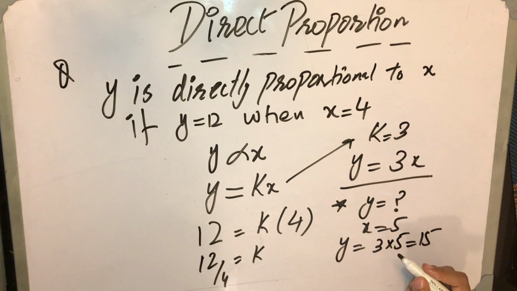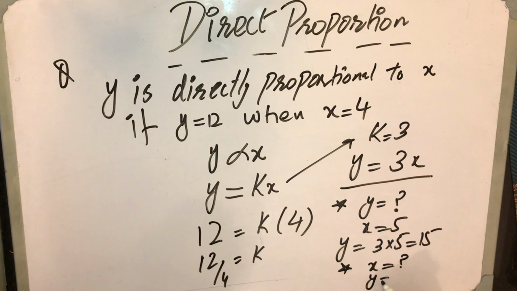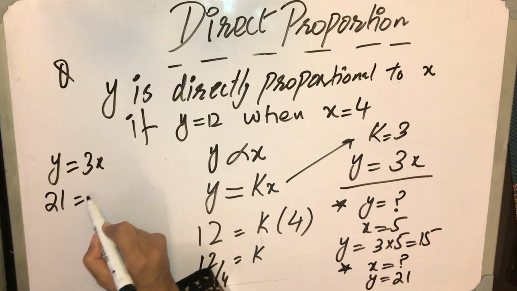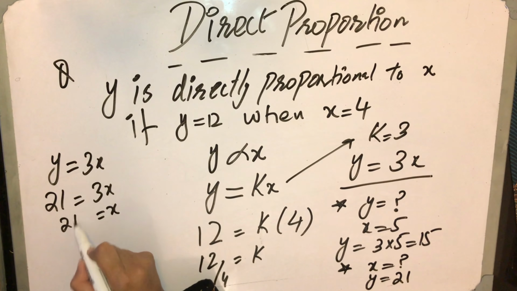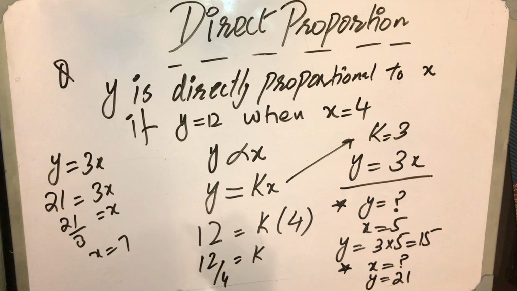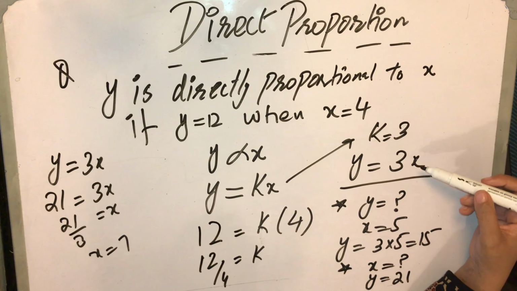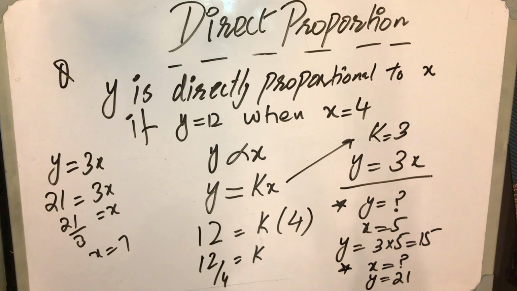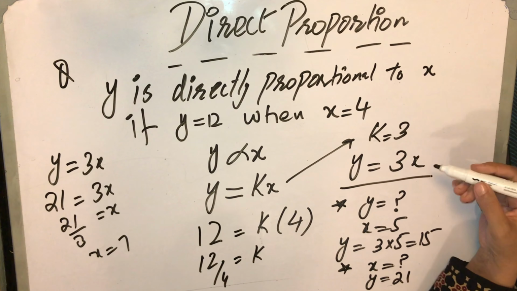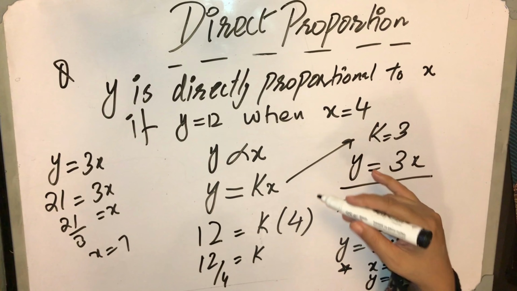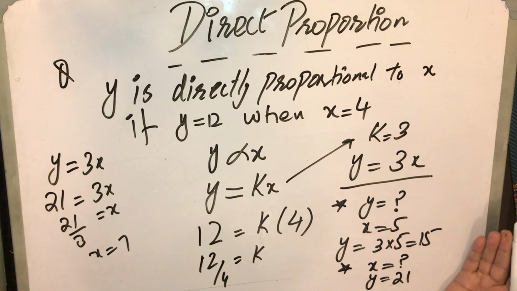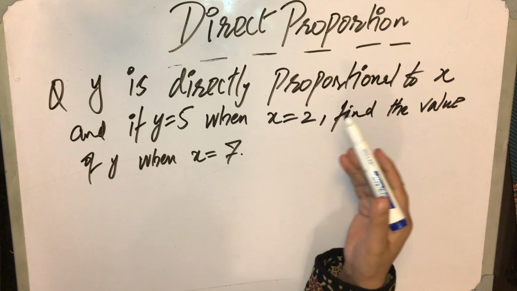Now we have to find the value of x when y is 21. So we shall put here 21 equals 3x. 3 will come on this side, 21 over 3, x will be 7. So when y was 21, x was 7, which is 7 times 3 is 21, and when y was 15, x was 5, means 5 times 3 is 15. So in this specific question, y is a multiple of x, and whatever the x is, we multiply x with 3 to have y, or we divide y by 3 to have x. Simplest possible question, y is directly proportional to x.